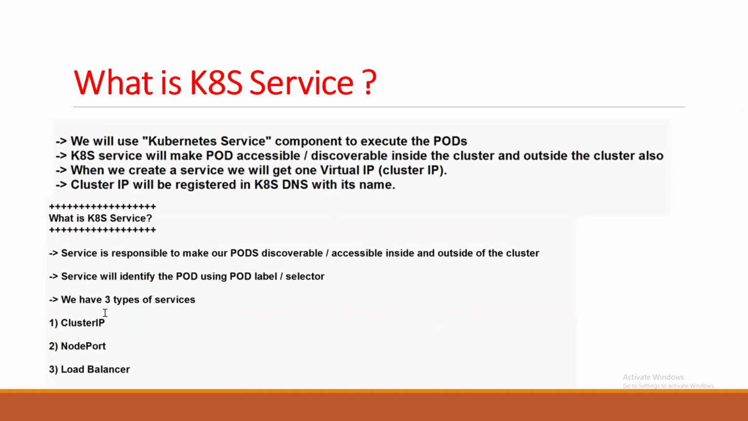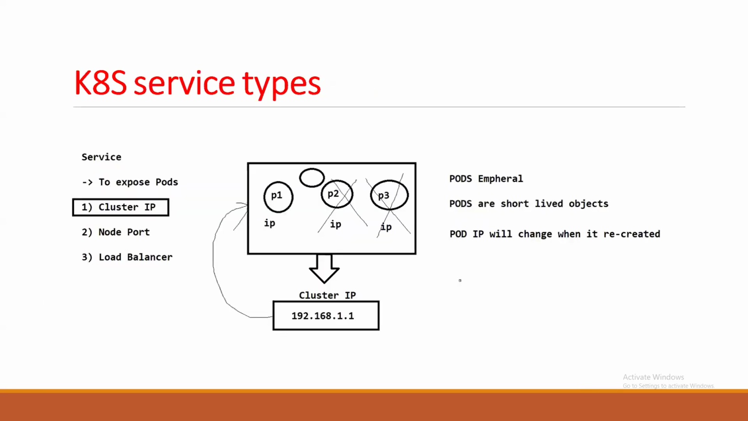So what is a Kubernetes service? A service is responsible for making our pods discoverable and accessible inside and outside of the cluster. The service identifies the pod using the pod label and the selector. The label and selector are defined in the metadata. We have three types of services: ClusterIP, NodePort, and LoadBalancer.